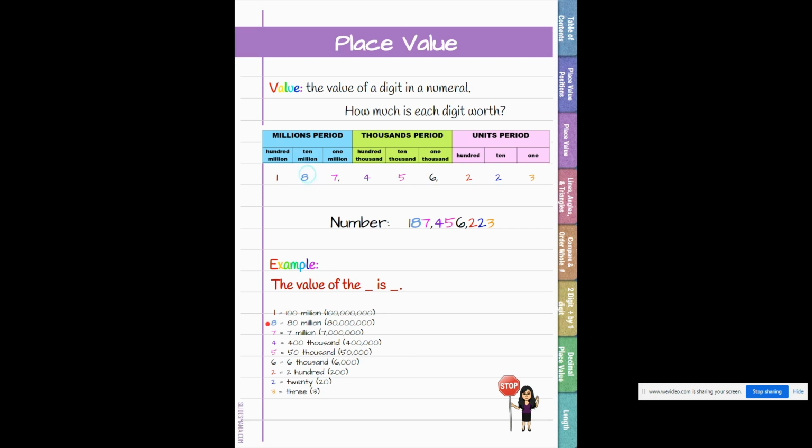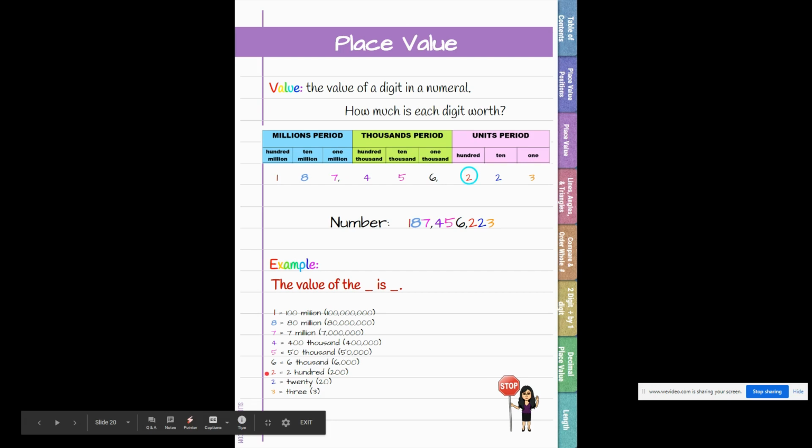Let's take a look at the 8 in the 10 millions place. The value of the 8 is 80 million. The value of the 7 is 7 million. The value of the 4 is 400,000. The value of the 5 is 50,000. The value of the 6 is 6,000. The value of the 2 is 200. The value of this 2 is 20. And the value of the 3 is 3.